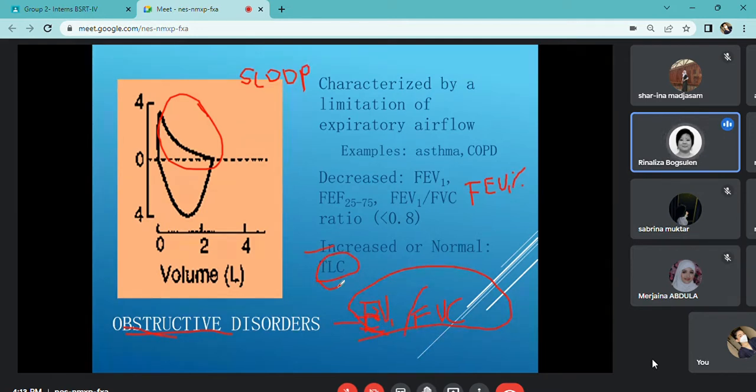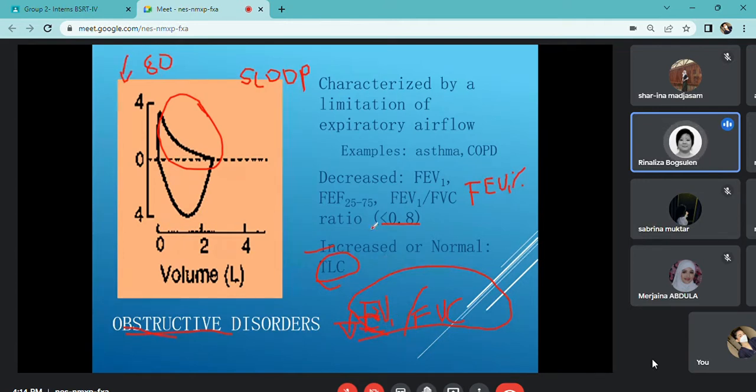I will repeat. The hallmark of obstructive lung disorder is a decrease in your FEV1 over FVC ratio. That's the hallmark. Ibig sabihin nun, if you see that the FEV1 over FVC ratio is decreased, ano ang decrease na pinag-uusapan natin? Less than 80%. Sabi ko kanina, that's the magic number, 80%. So if it's less than 80%, look at your flow rates.